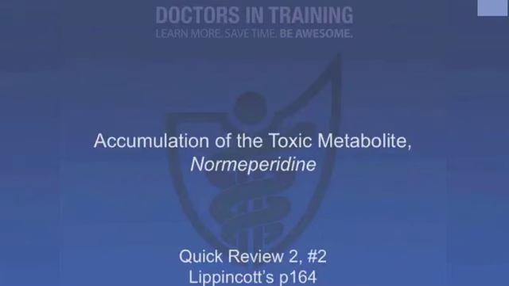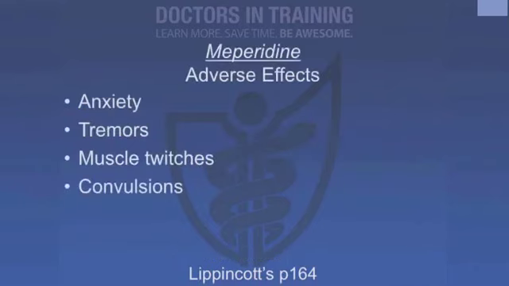Next question, what is the main cause for many of the adverse effects of meperidine? Well, there's a toxic metabolite of meperidine that builds up, and this toxic metabolite is called normeperidine. And so as this builds up with repeated dosing of meperidine, you can get adverse effects including anxiety, tremors, muscle twitches, and convulsions.